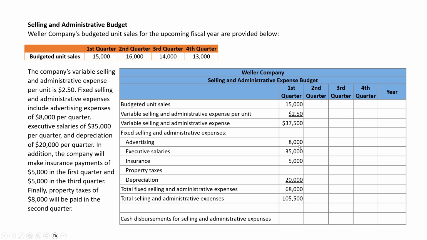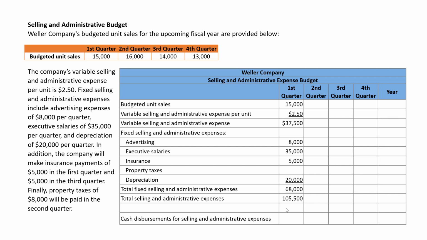So again, our fixed expenses for quarter one, $8,000 of advertising, $35,000 of executive salaries, $5,000 of insurance, nothing for property taxes, $20,000 in depreciation. That's going to be $68,000 predicted fixed expenses in the first quarter. Add that to the predicted variable expenses in the first quarter of $37,500. That's a prediction of total expenses in the first quarter of $105,500.